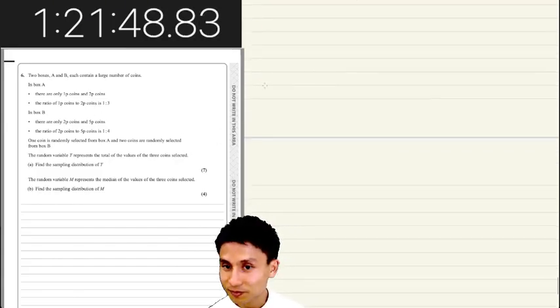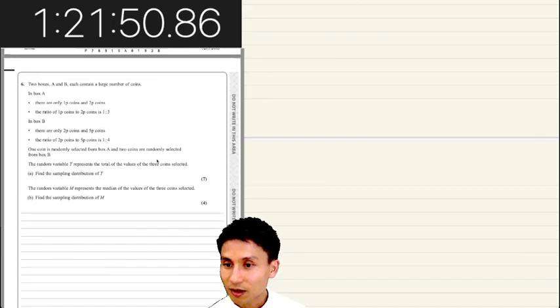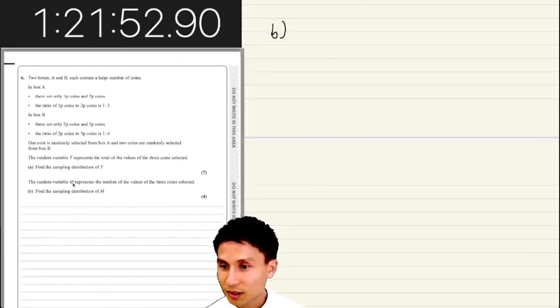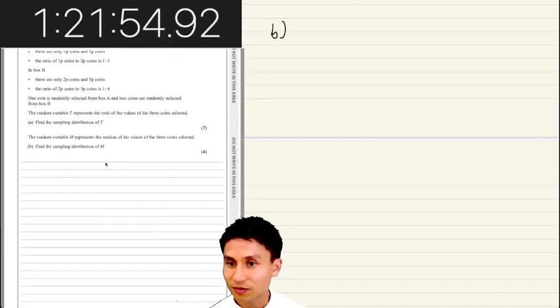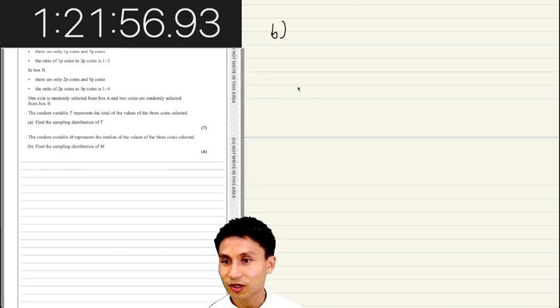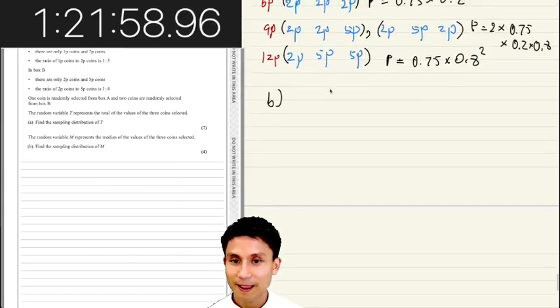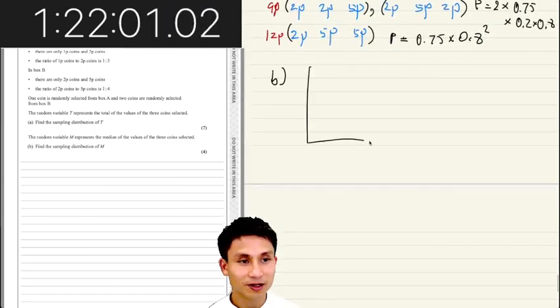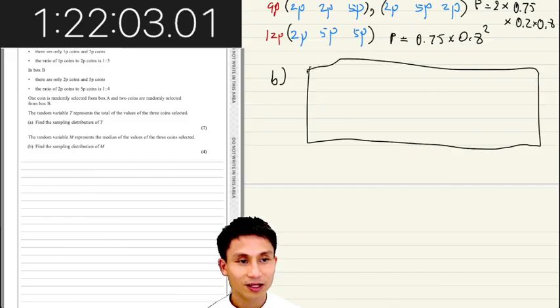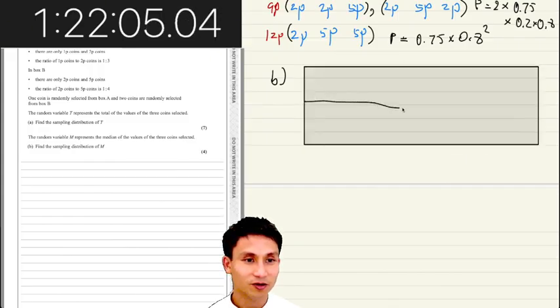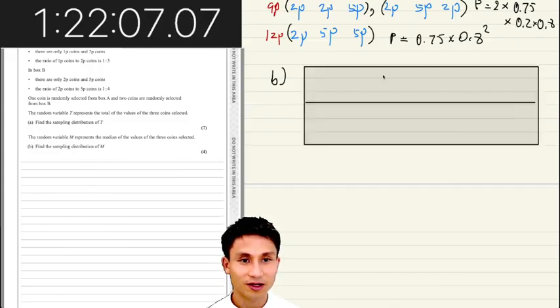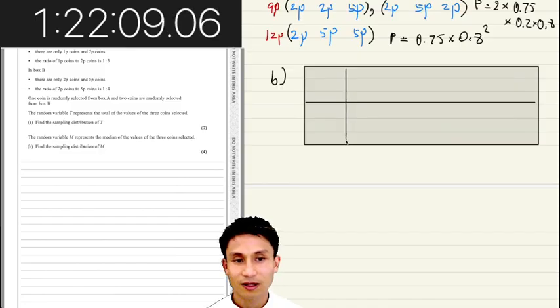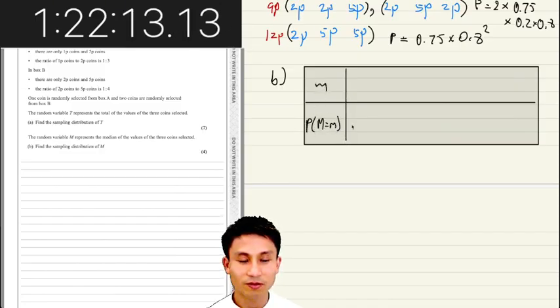Now part B. The random variable M represents the median of the values of the 3 coins. Median, okay? Another sampling distribution. We can't copy, that would be unfair, so I'm just going to do a table. And we do a little m here and the probability big M equals small m.